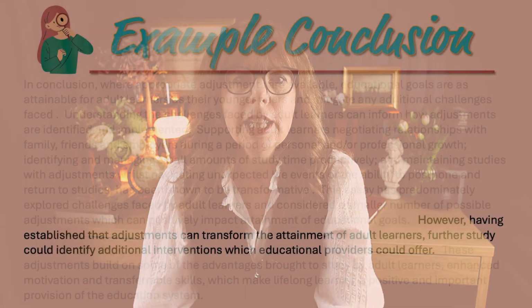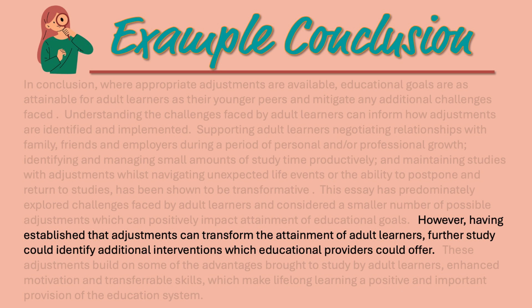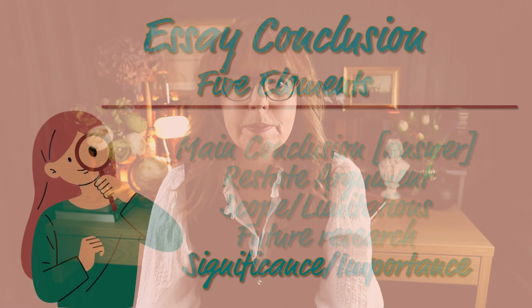The second optional element follows on nicely from limitations, and that is possibilities for future research. The example conclusion acknowledges that additional work exploring adjustments educational providers can make for adult learners could be beneficial to research in this field. Within the context of an academic journal, this is sometimes used to indicate forthcoming research or to highlight possible research projects other academics could undertake.